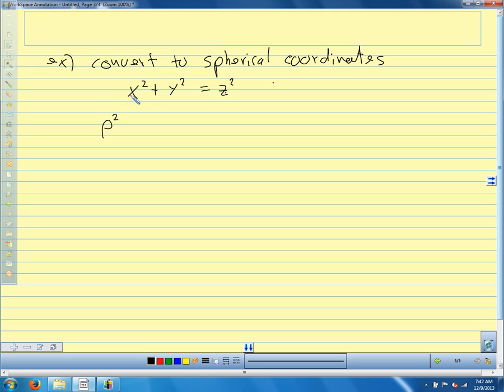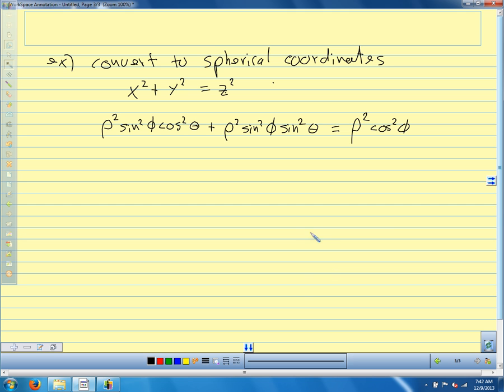So x in spherical coordinates is rho squared sine squared phi cosine squared theta plus y squared. So we get rho squared sine squared phi sine squared theta equals, and z squared, rho squared cosine squared phi.